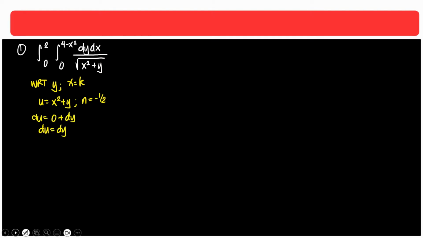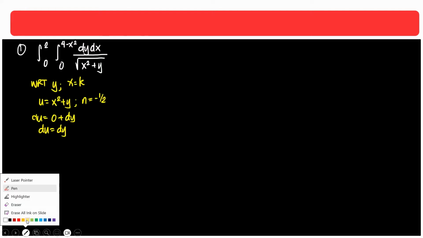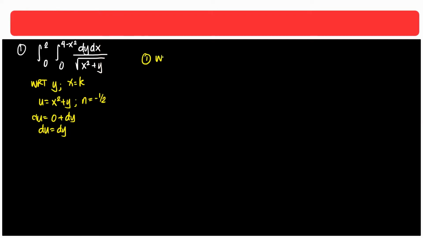So if we are to evaluate this, it's with respect to y, x would be constant, u is equal to x squared plus y, n is negative 1/2, du would be 0 plus dy, or simply dy. It's integrable. So what's the integral of that? Let's do it here. First step, with respect to y. That means we can apply the power rule.